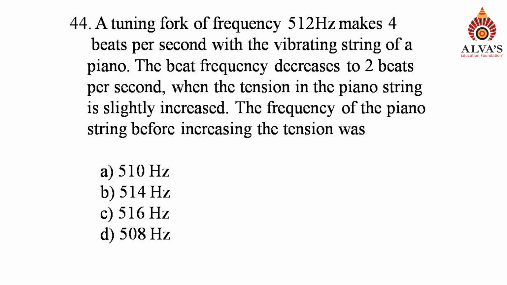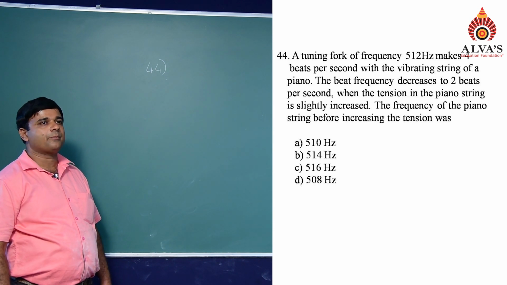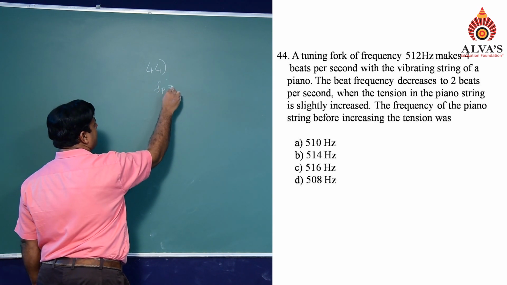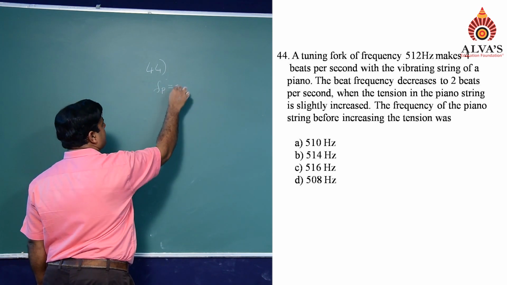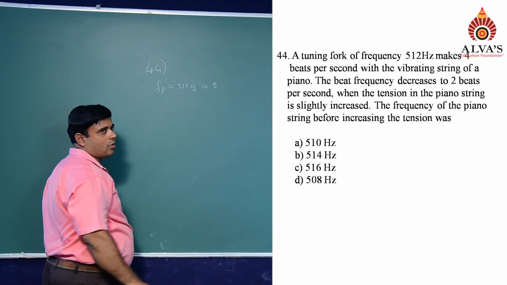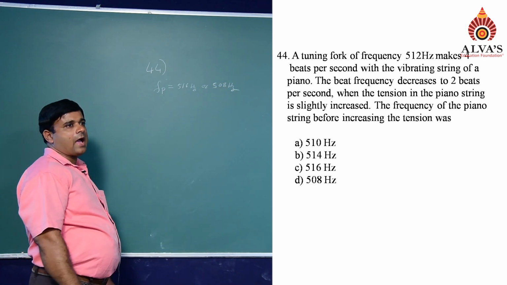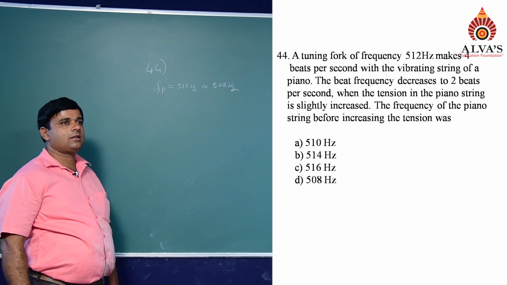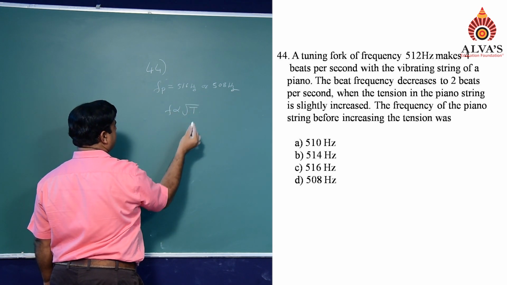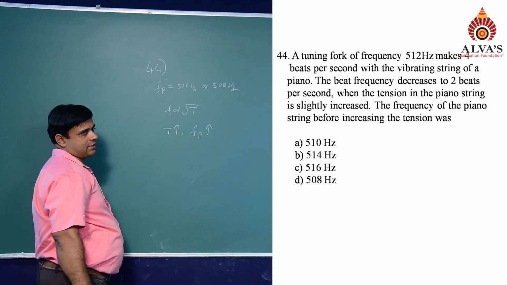In this question, a tuning fork of frequency 512 Hz makes 4 beats per second with the vibrating string of a piano. Therefore, the frequency of the piano should be more by 4 Hz or less by 4 Hz. Therefore, 516 Hz or 508 Hz. As the tension is increased, frequency also increases. Frequency is proportional to root of tension.